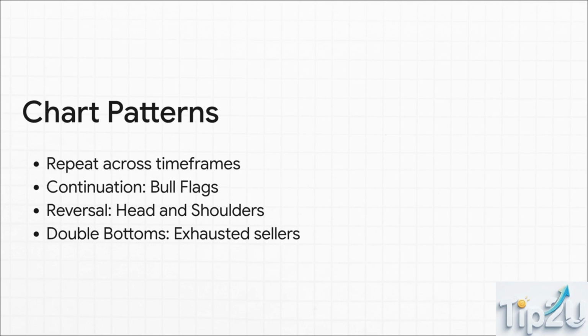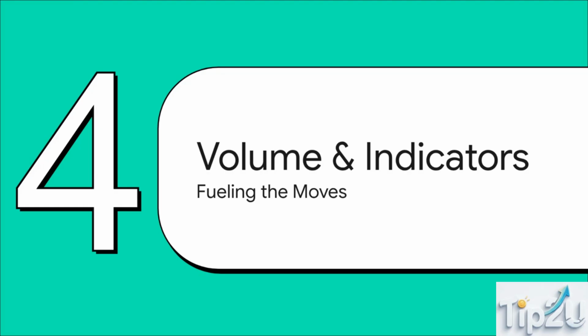Or the double bottom, forming that massive W shape. That W is practically screaming that sellers have totally exhausted their inventory and a reversal is imminent. Which brings us to Section 4, Volume and Key Indicators.